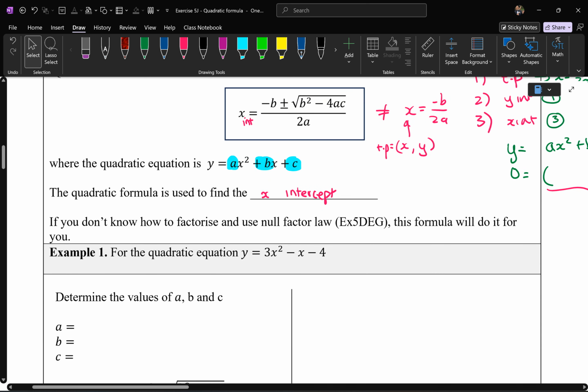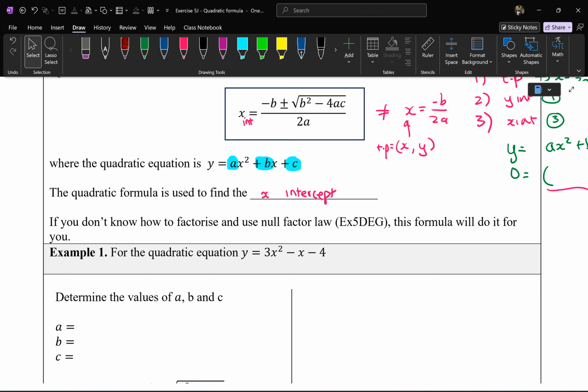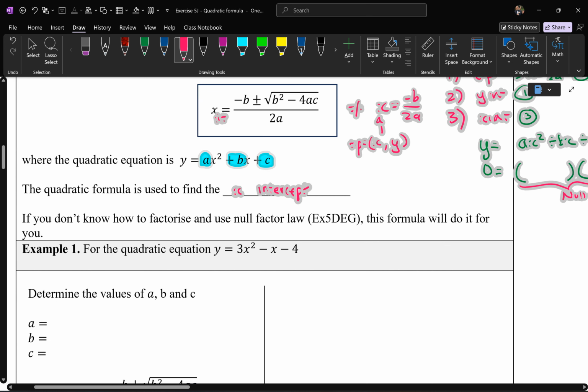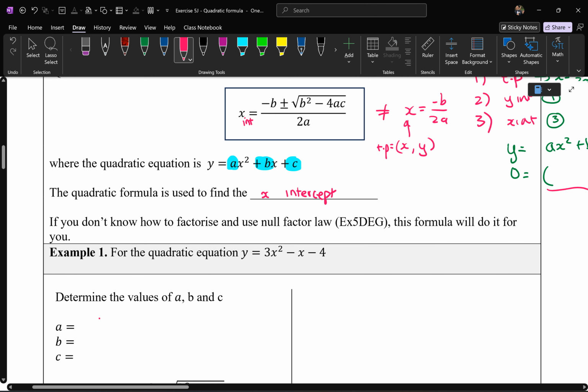Here we go. 3x squared minus x minus 4. What is my value for A, B, and C? Let's start with A. Let's go with Rowan. What's the A value in this equation? I think it's 3. It is 3. That is correct. Write it in. So A is 3. Sam, what is B?